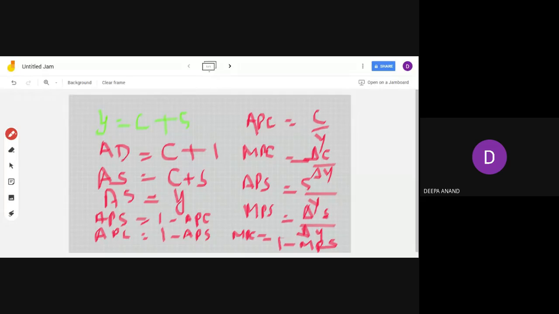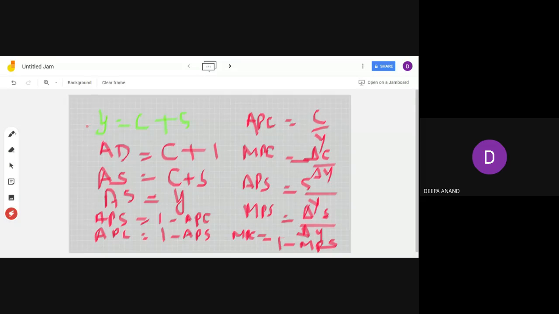Stop writing for a second and look at the board. Once again, we revise all the equations. The national income, that is Y, is equal to C plus S. So what is Y? The national income is either consumed or saved. So the equation is Y is equal to C plus S.